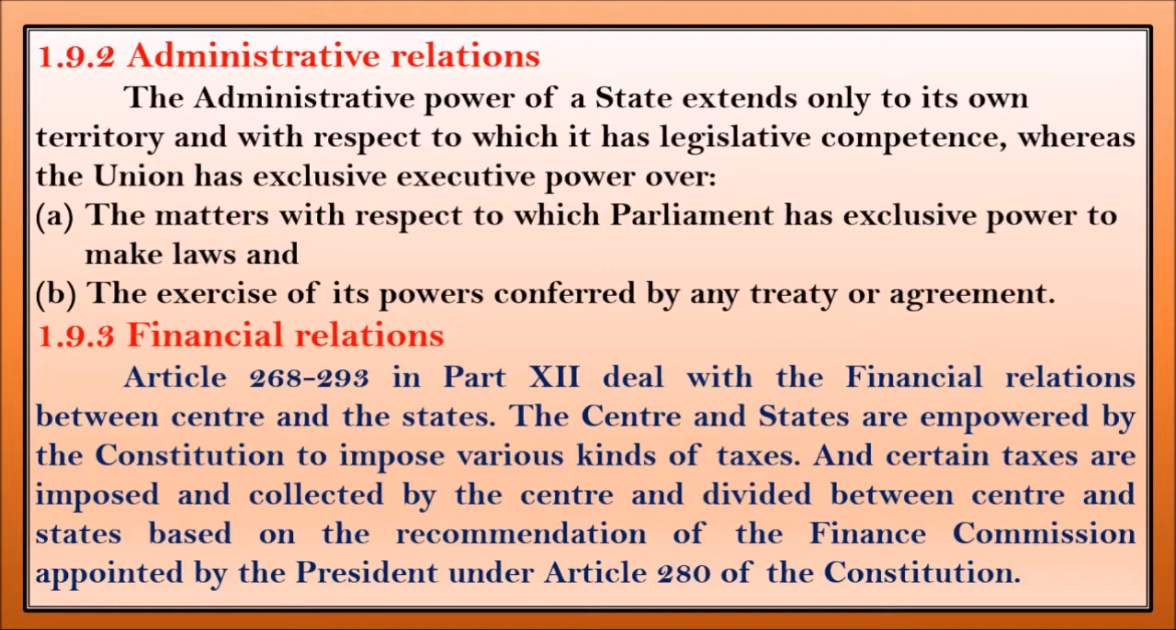Some taxes are collected by the central government and divided between the central and the state governments. Okay, based on the recommendation of whom? The Finance Commission appointed by the President under Article 280. Under Article 280, a person will be appointed as the chairman of the Finance Commission, and that person will give a list according to the taxes collected by both center and state, and how much they have to divide and share with every state. That will be decided and given by the Finance Commission. Okay.